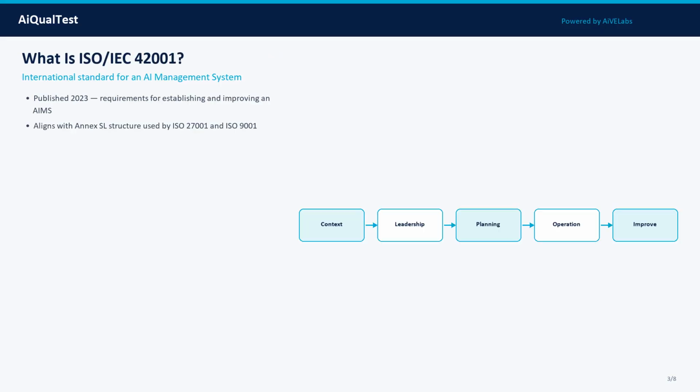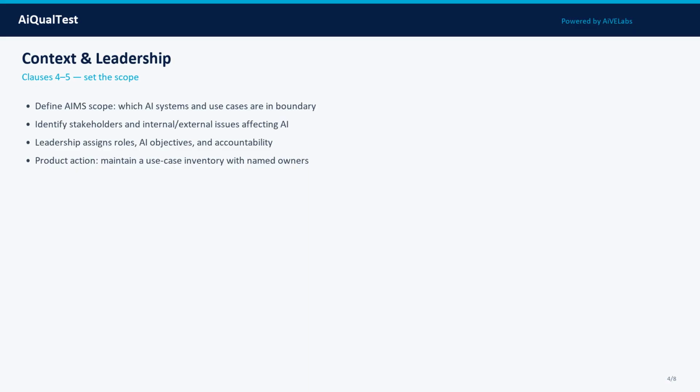The standard follows the familiar Plan, Do, Check, Act cycle. Plan covers context, leadership, and risk planning. Do covers resources, training, and operational controls for AI systems. Check covers monitoring, internal audit, and management review. Act covers nonconformities, corrective action, and continual improvement. Product teams live mostly in Do and Check, building features, measuring behavior, and producing evidence.